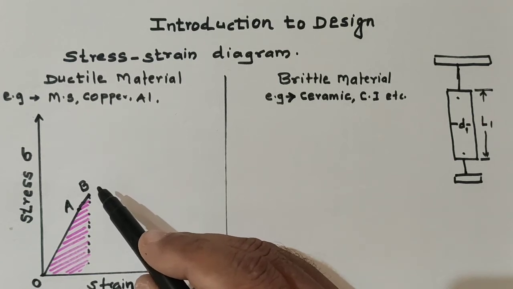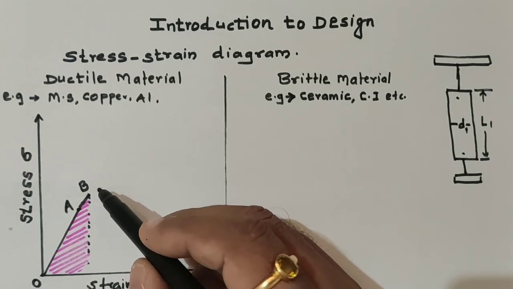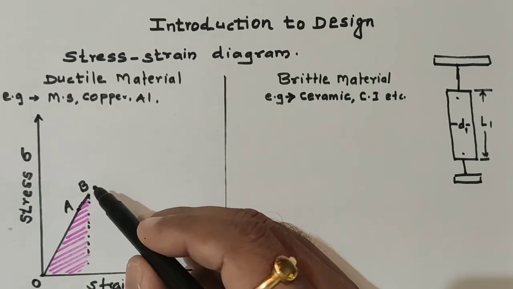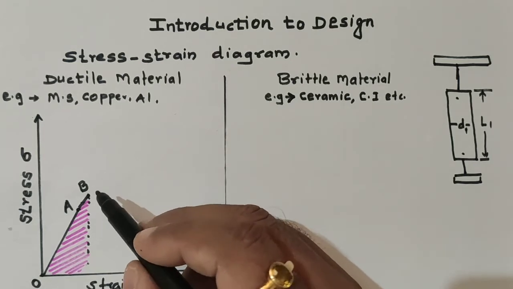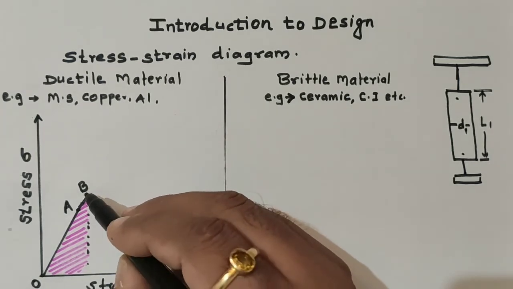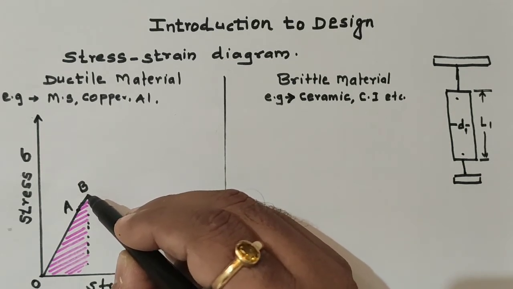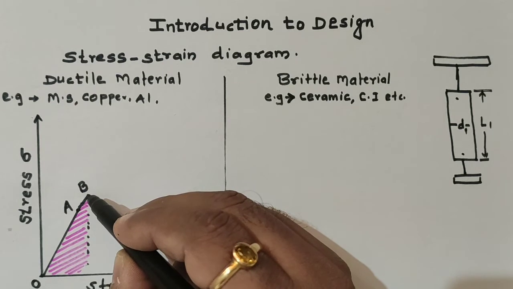But here we will observe the yield stress at points C and D. So in the stress strain diagram, if the load is increased beyond point B, the body loses its elasticity.